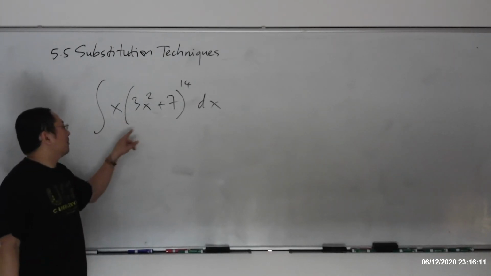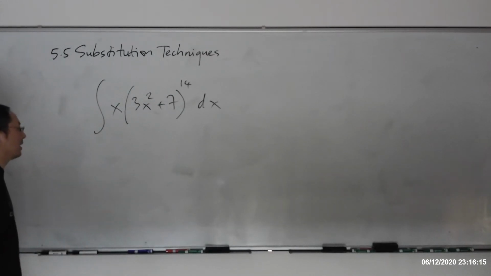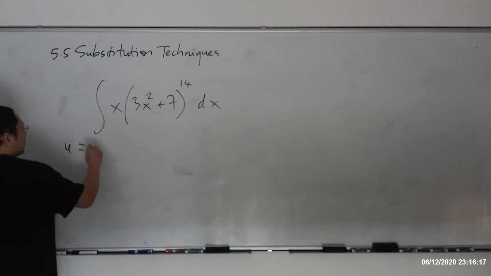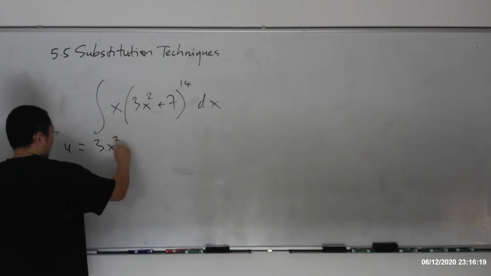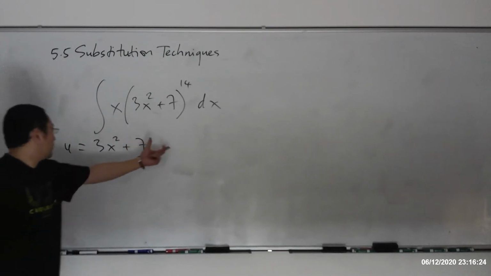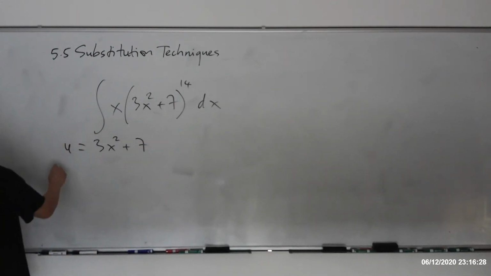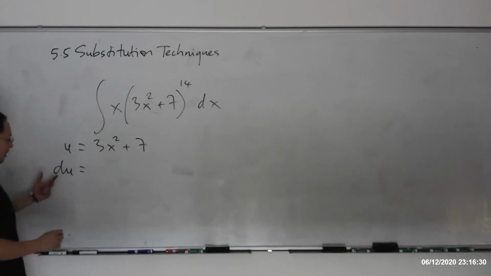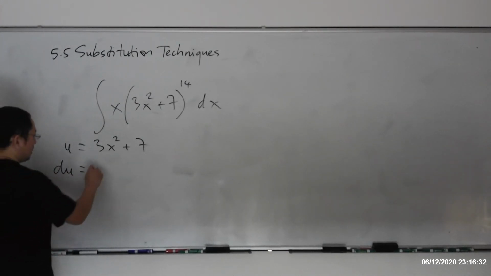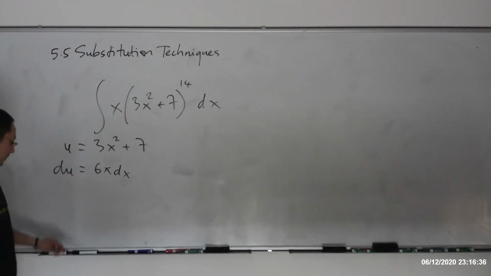Usually my experience is whenever I see something complicated, I'll do the u sub for that thing. If I let u equal 3x squared plus 7, I do that u sub, then I have to differentiate because I have to convert a dx. So du is equal to, now I skip the intermediate step, okay? 6x dx.